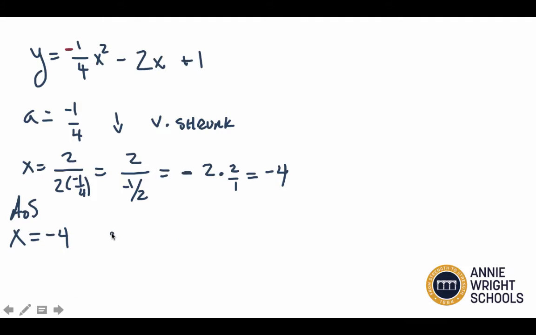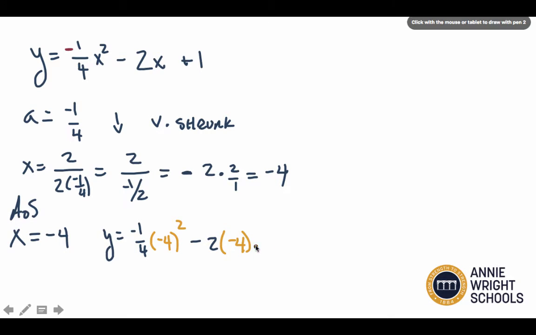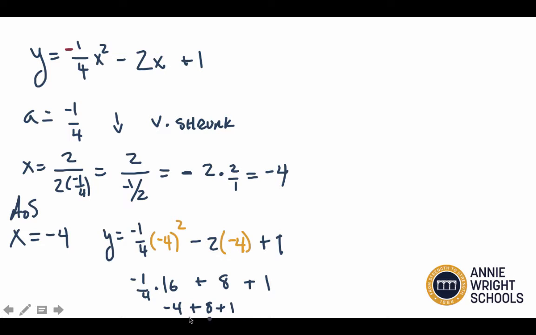I now plug negative 4 into the function. Now I'm going to use a little bit of a different color to do this. y equals negative 1/4 times negative 4 squared, minus 2 times negative 4, and then plus 1. So now we have negative 1/4 times 16 plus 8 plus 1. That gives me negative 4 plus 8 plus 1. That ends up being positive 5. So the vertex is the point negative 4, 5.